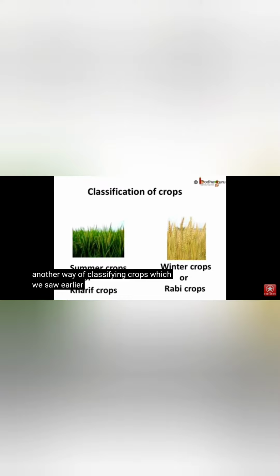The next step is manuring. After that, we add some manure, some organic and chemical fertilizers, in the soil to provide enough nutrients to the soil, right? Then the third step is sowing the seed.